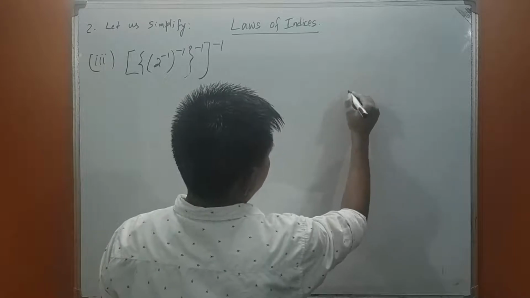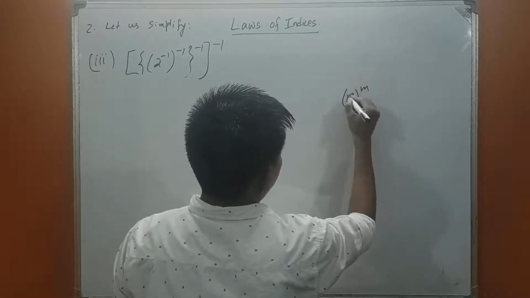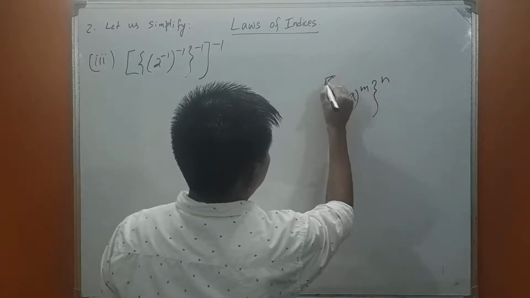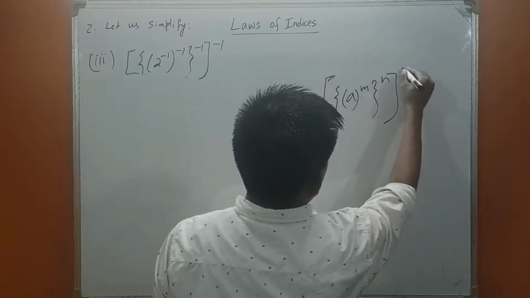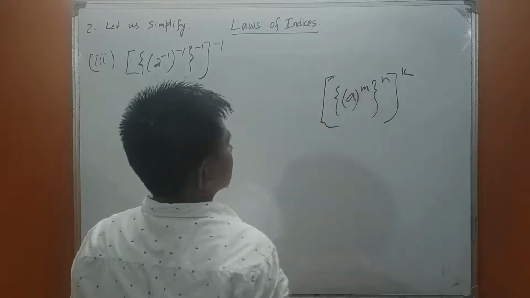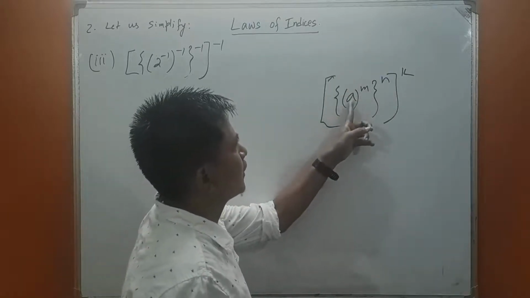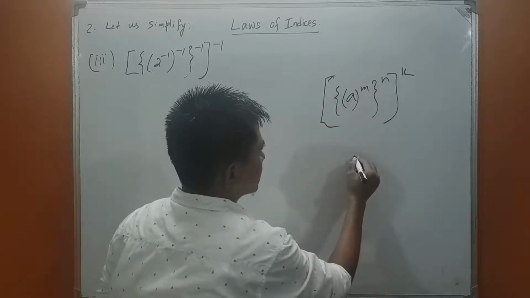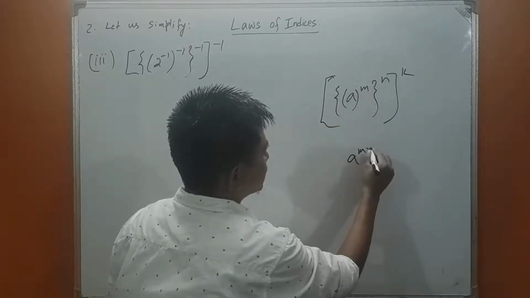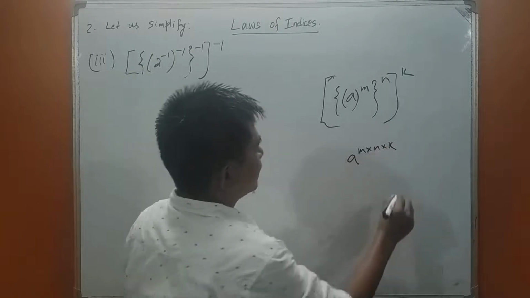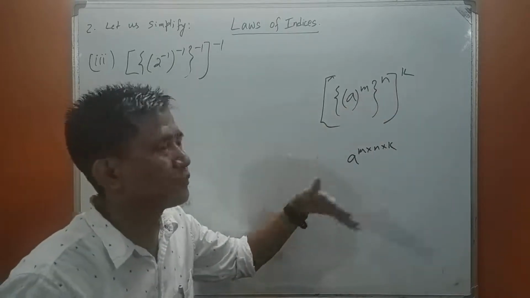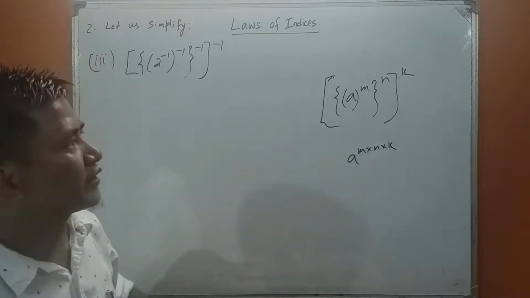For 3 of 2, same thing. If a to the power m whole to the power n whole to the power k, then what we do is a to the power m into n into k, okay, the power will be multiplied, like just before we did in the sum of similar category, isn't it?